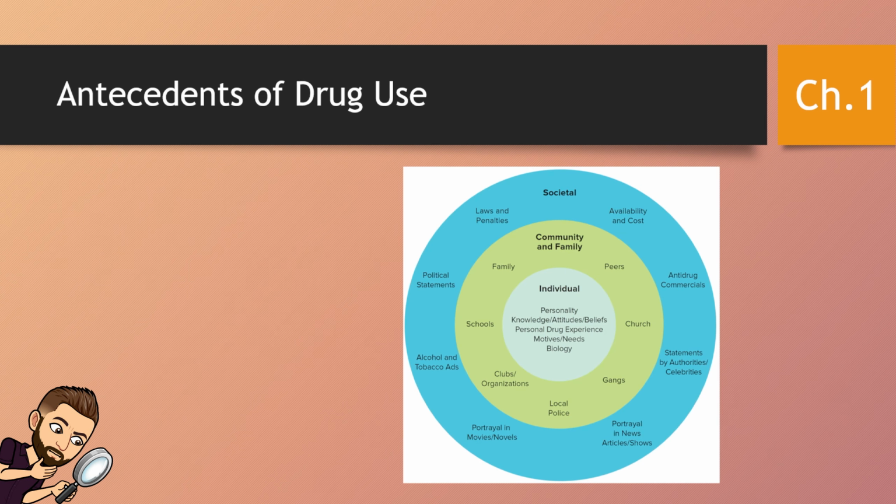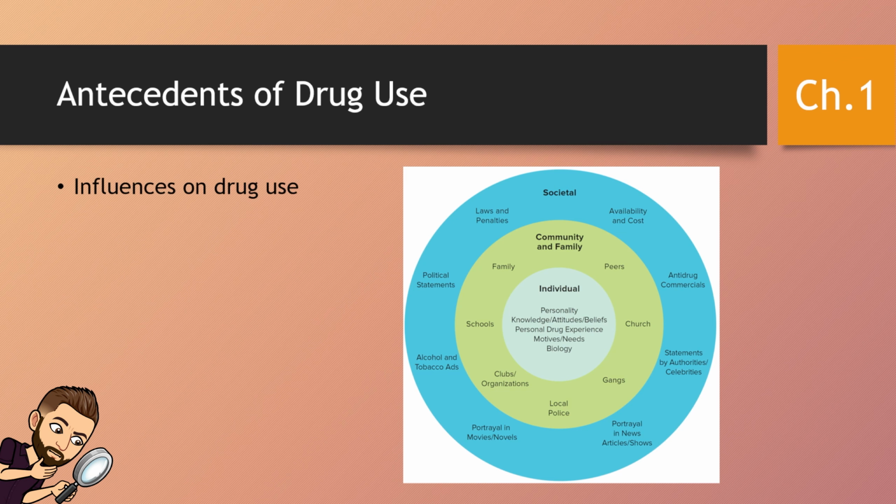So what I have here is basically some antecedents, or some influences on drug use. You can see here that they break down into some different categories, right? They have some individual influences, like personality, knowledge, or personal beliefs about drug use. But then there are also community and family aspects as well, right? Does your family often engage in these behaviors, or your peers, or does your local police have influence on this situation?